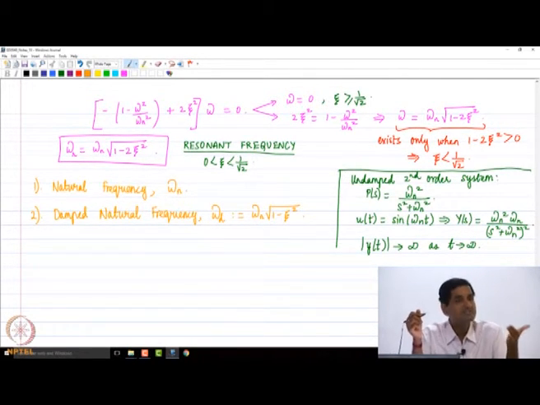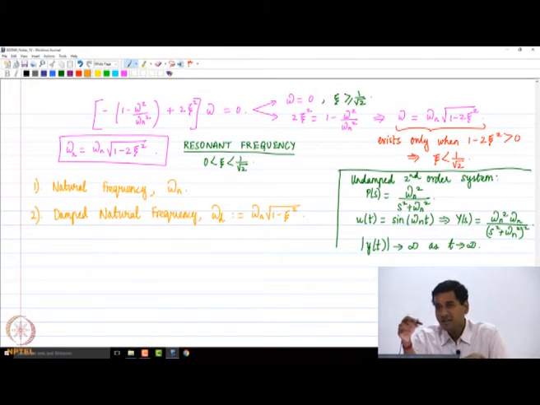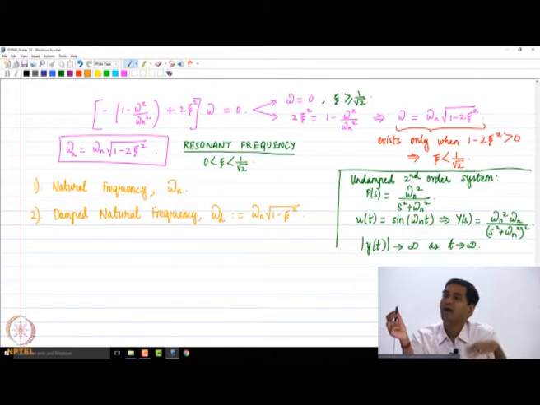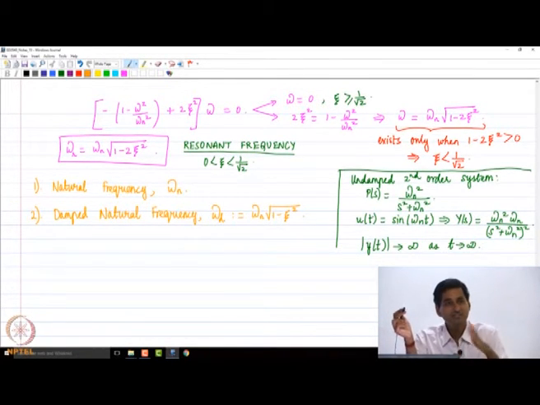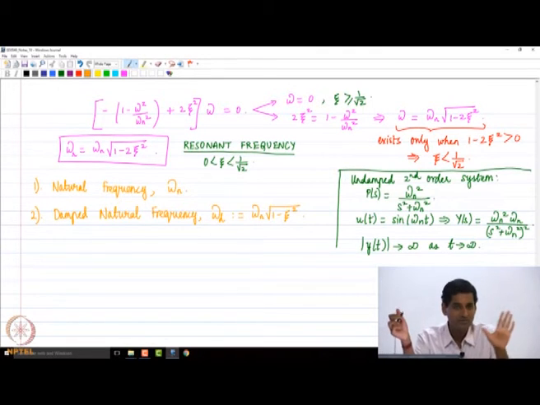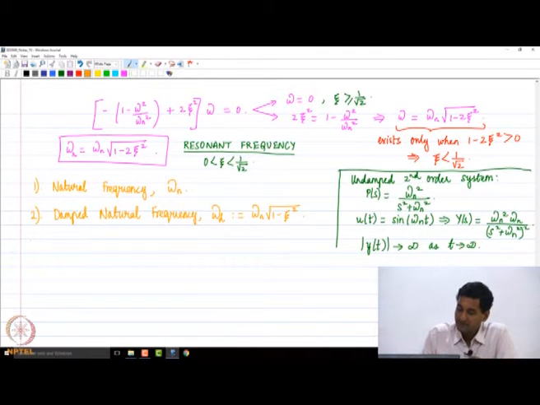We have a stable second order system. You give a step input, the frequency at which the corresponding output would oscillate is what is called the damped natural frequency. And even if you give a sinusoidal input equal to the damped natural frequency, the system output would be bounded because you have an underdamped stable second order system, no doubt about it. Now the third frequency is the resonant frequency, omega r.